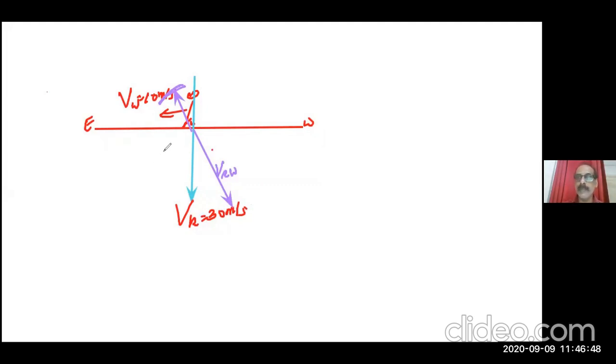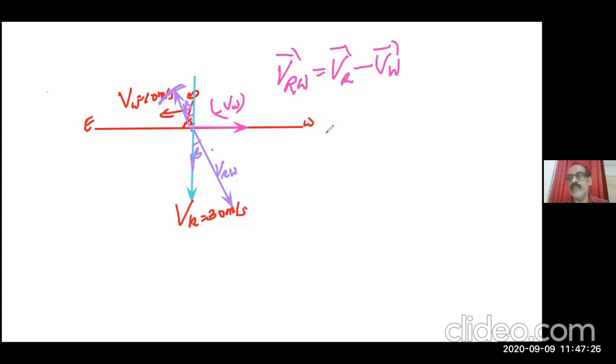Is it clear? This beta we are calculating, and this is also beta. So this is 30. Here we have to reverse this, this is minus VW. You know why we are reversing? Vector subtraction. Because the relative velocity of the rain with respect to the woman is equal to VR minus VW. If you take this side, it means VR plus VW.